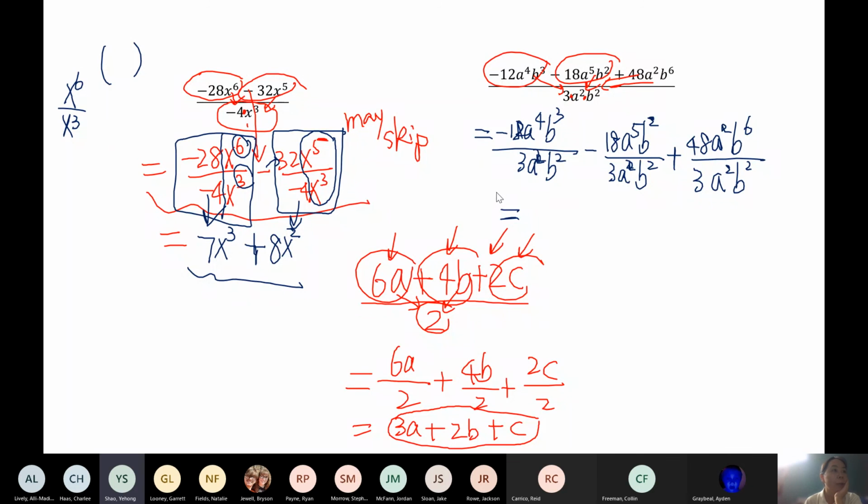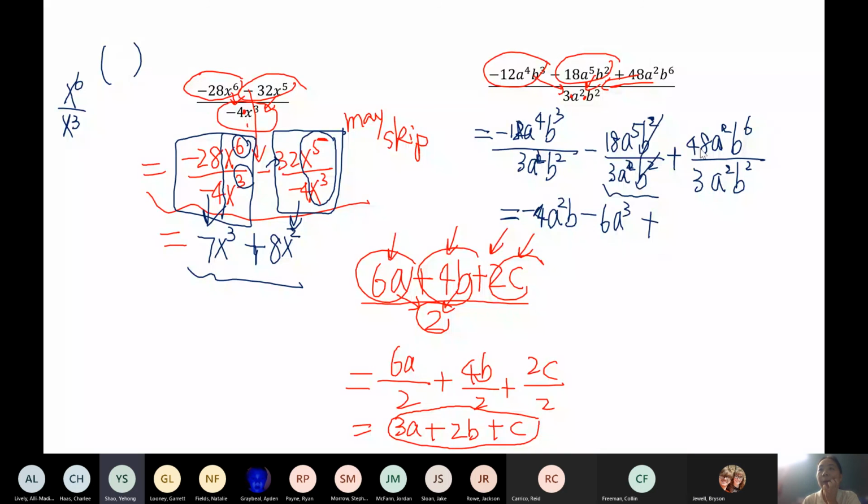Bryson, can you do this one? Are you there? Yeah. Okay. So negative 12 divided by 3. That's negative 4 a to the second. What about b cubed divided by b squared? B to the first. Yes. Okay. Continue the next part. 18 divided by 3, 6 a to the third. These will cancel out, right? B squared, b squared. Yeah.